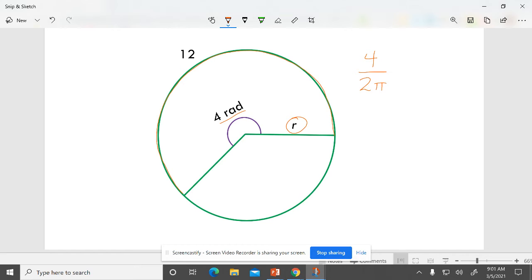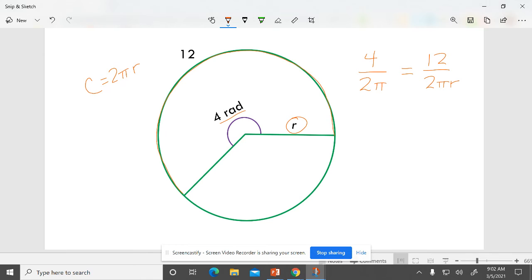We're going to set up a second fraction with our arc length, which is 12. And 12 being an arc is a portion of the circumference of the circle. So when we make this fraction, the circumference goes on bottom. Circumference is 2 times pi times the radius. So that's what we're going to put on bottom, 2 pi r. So 4, this angle out of the entire circle, is equal to 12, this arc out of the entire circumference.